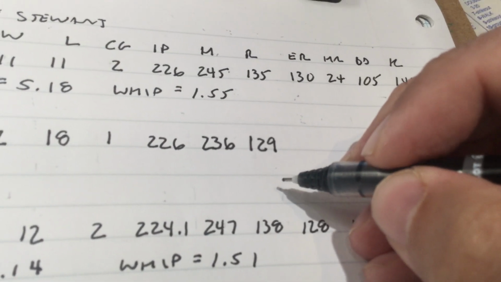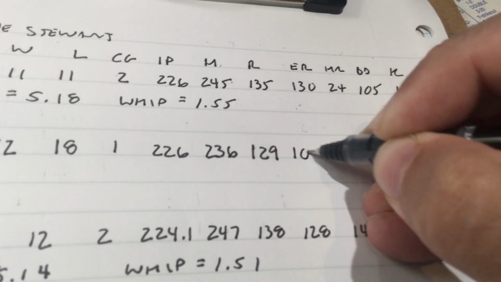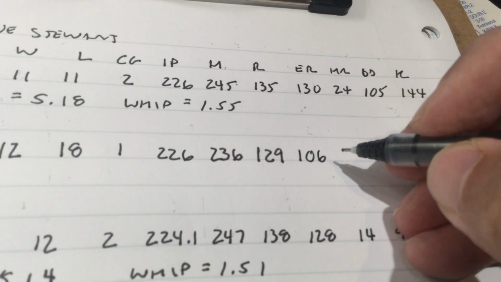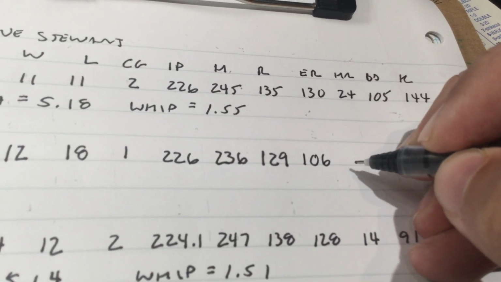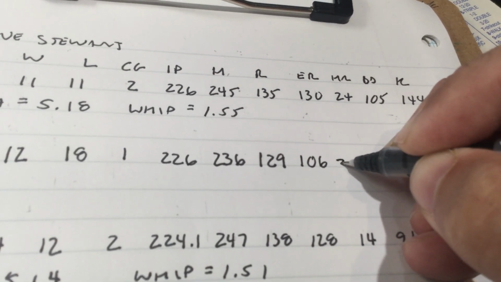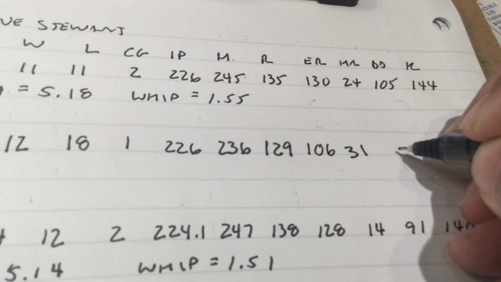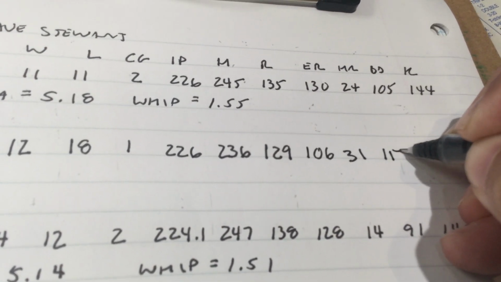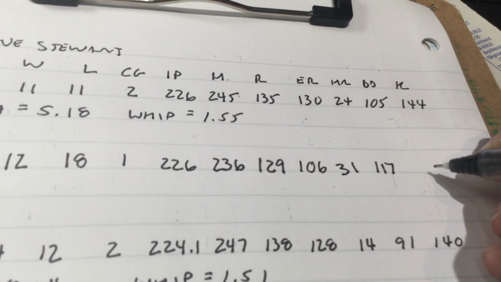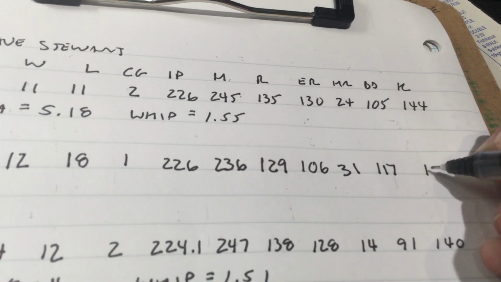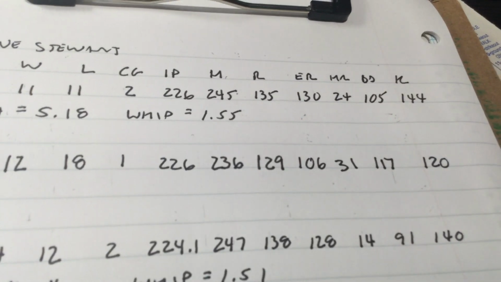Earned runs, 106. Home runs allowed, 31. Walks, 117. Strikeouts, 120.